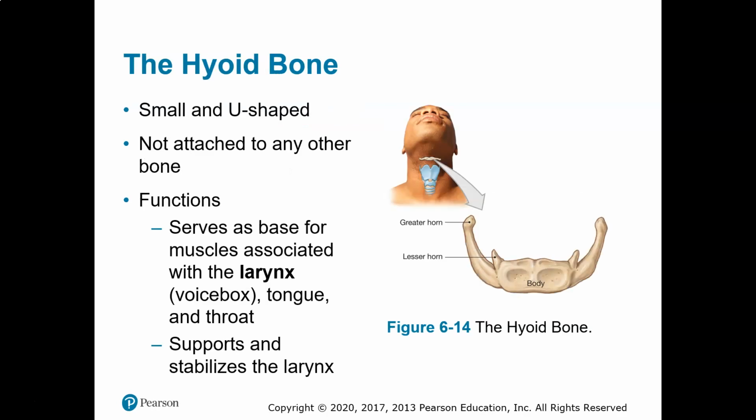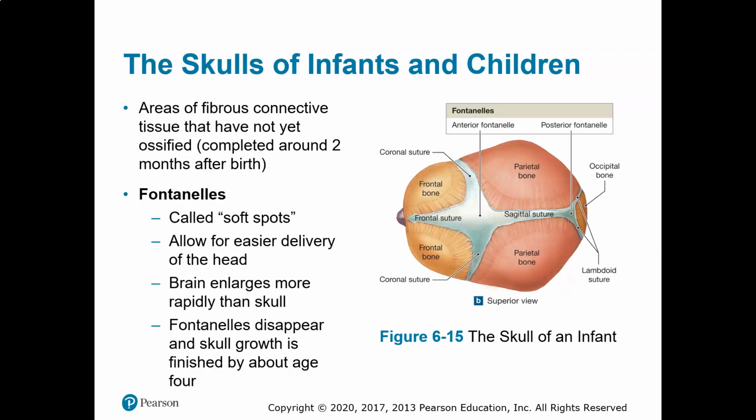The hyoid bone is not attached to any other bone and doesn't have a joint with any other bone. It serves as a base for the muscles associated with the larynx or voice box, the tongue, and the throat. It's small and U-shaped, and it's located here, just above your larynx and your trachea.